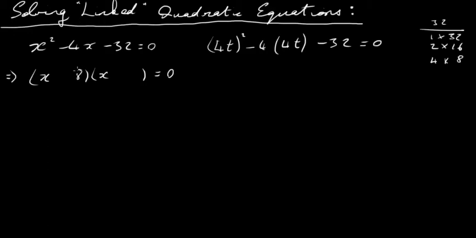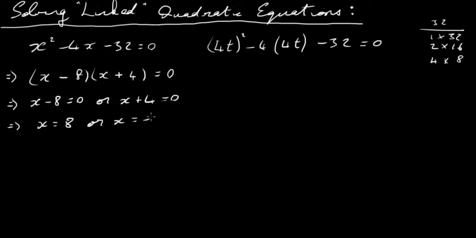So let me put the 8 here and the 4 here, and I want to multiply 8 by 4 to give me a minus here, so I need plus times minus or minus times plus. So I have a minus here, so I'm going to make the bigger one minus and the smaller one plus. That will give me x minus 8 equal to 0, or x plus 4 equal to 0. So that will just give me x equal to 8 or x equal to minus 4.